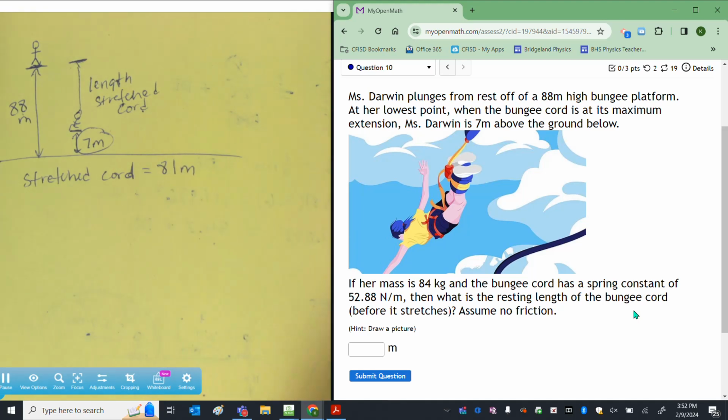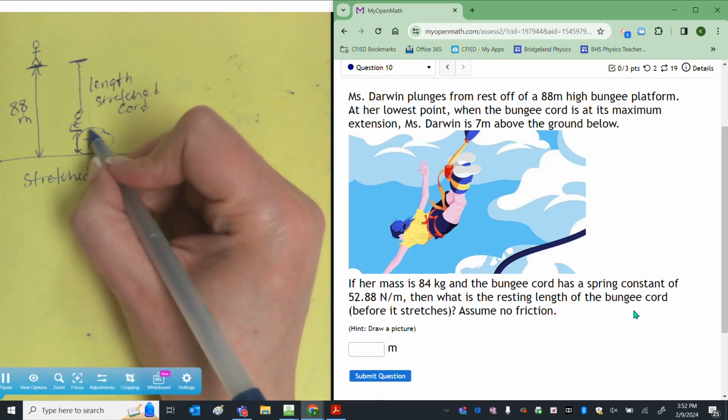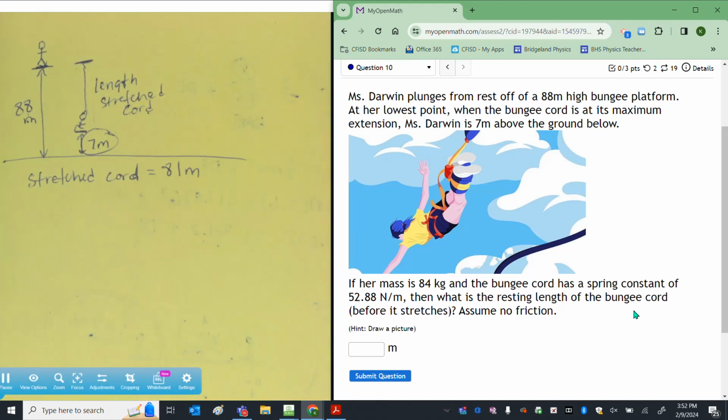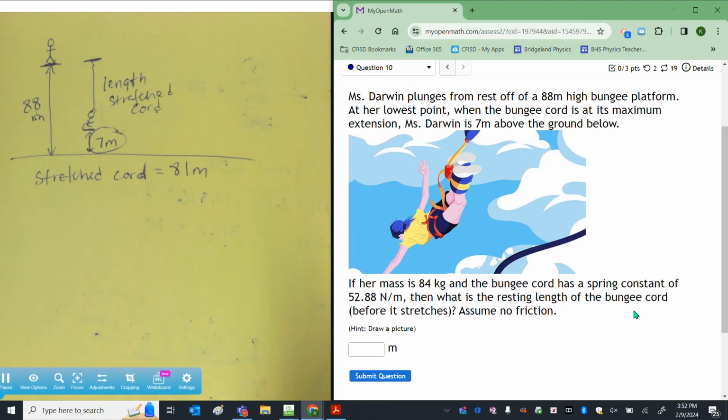Okay, because that's this distance here. Here's how high I'm above the ground. That's how high we started. This is not your answer, because this doesn't ask what the stretched length is. It wants to know the resting length.